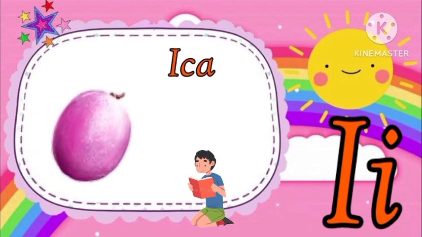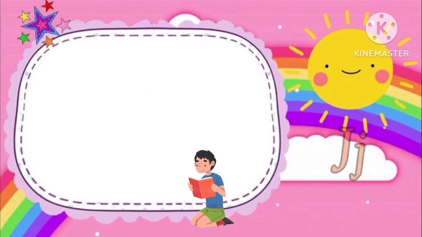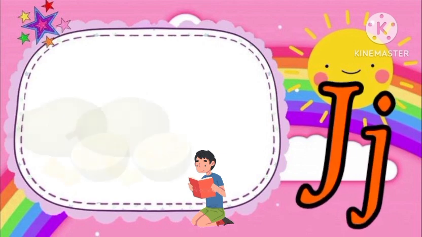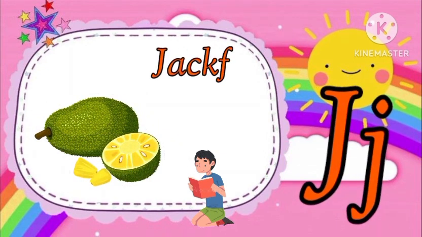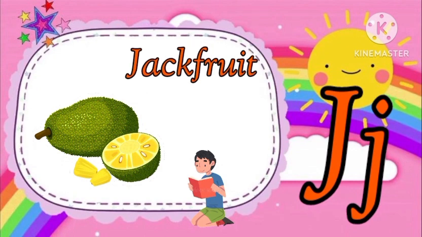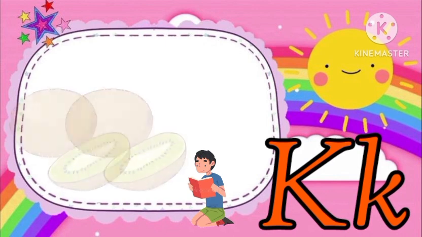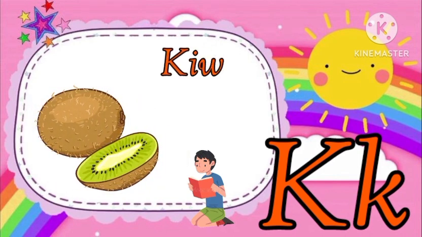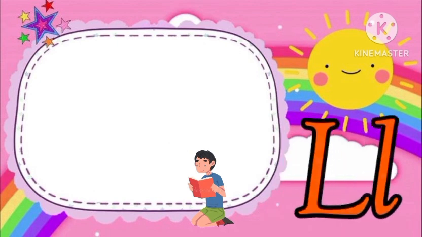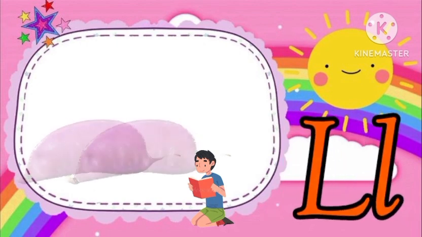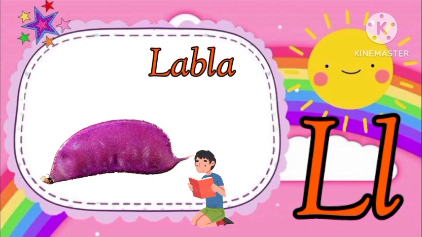I is for ikako. J. J is for jackfruit. K. K is for kiwi. L. L is for lab.